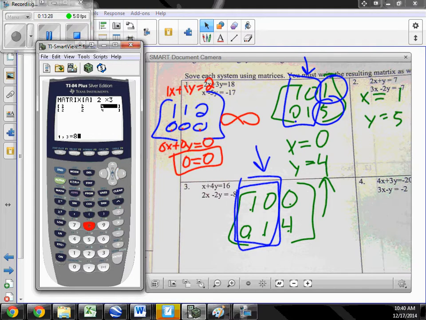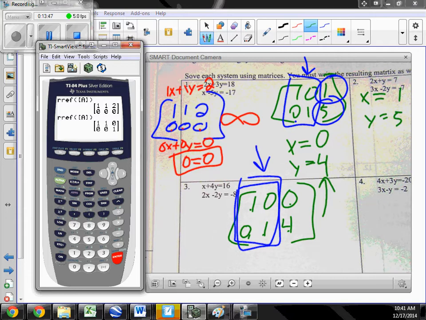Now what should my solutions be? No solution, because those two lines are parallel. So I'm going to exit out and do RREF again. Do you see the difference? Now I'm looking at 1, 1, 0, and then 0, 0, 1. The top line doesn't really tell me anything of value, but the bottom line tells me 0 plus 0 equals 1, and when does 0 equal 1? Never. So this one would have no solutions.